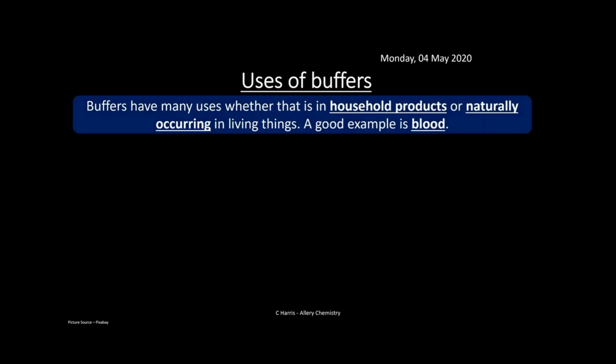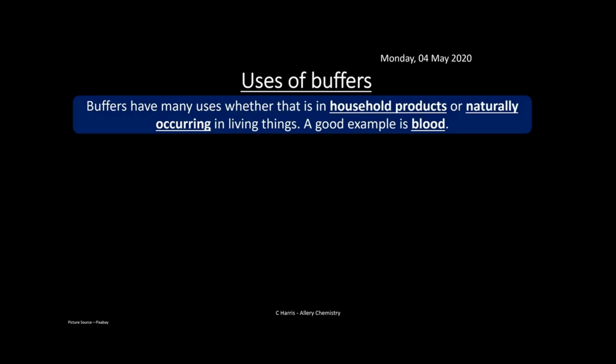Okay, so where do we use these buffers? They seem awfully complicated, but incredibly useful. So buffers have many uses in household products, naturally occurring in living things as well. Blood is a classic example of a buffer. If you didn't have a buffer system in your blood, you would not be alive. It's as simple as that. And it works day in, day out.